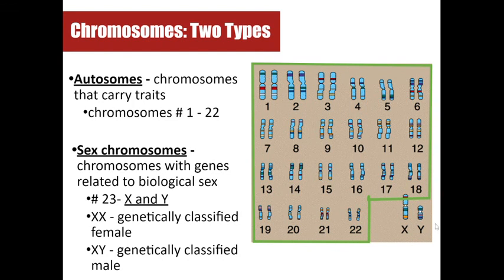So if you notice, the picture we have here of a karyotype has an XY. So we know that this is a karyotype of a male because it has an XY sex chromosome. So they are genetically classified as male, meaning that they are more likely to have male genitalia as well as producing male hormones.